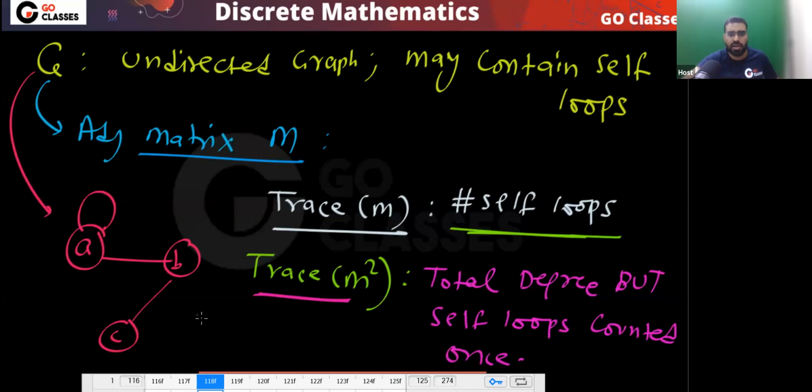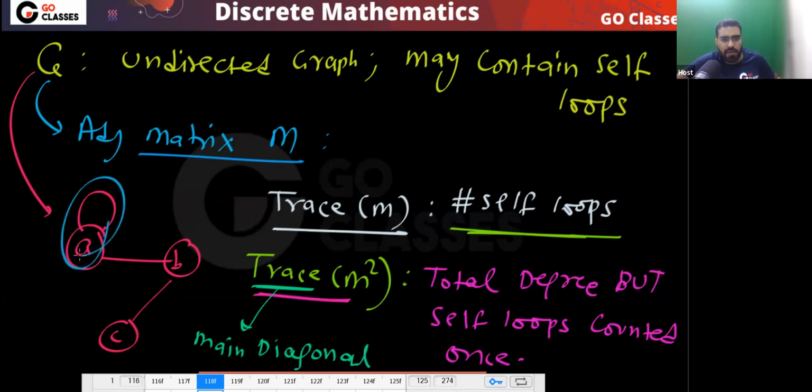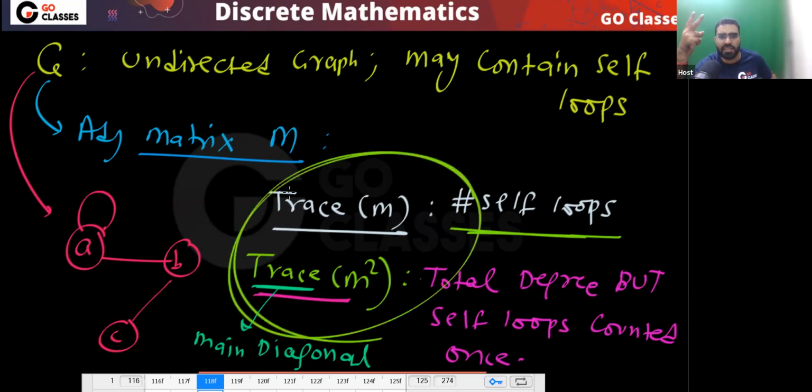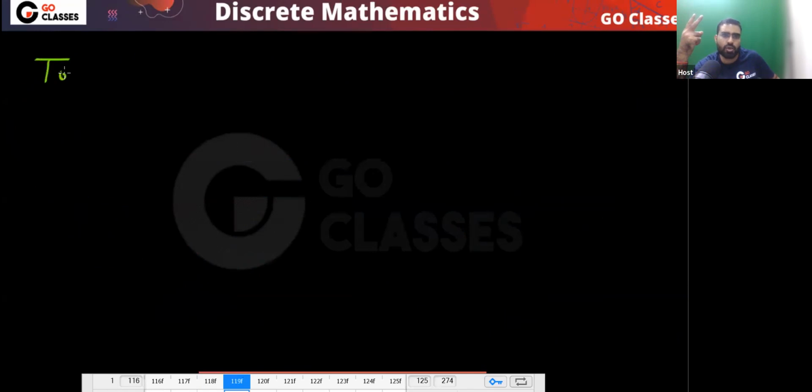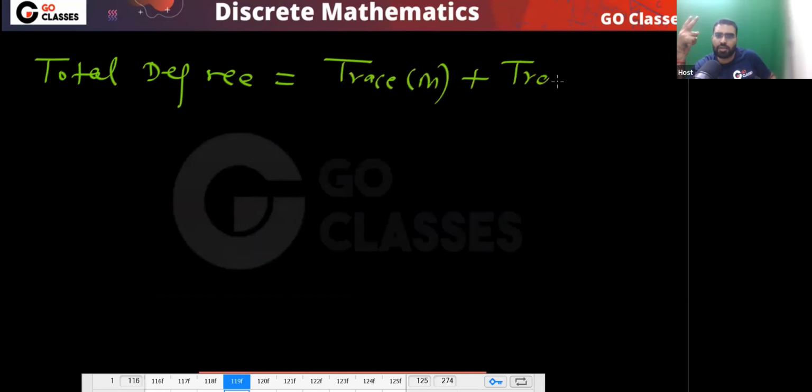Please tell me, did you get this? Because focus on trace. Trace means main diagonal. Focus on main diagonal. You can notice that this main diagonal will give you degree, but the self loop will count only once. But how many times do we have to count the self loop? 2 times. So what we can do is just add them. So the total degree will be trace of M plus trace of M square.